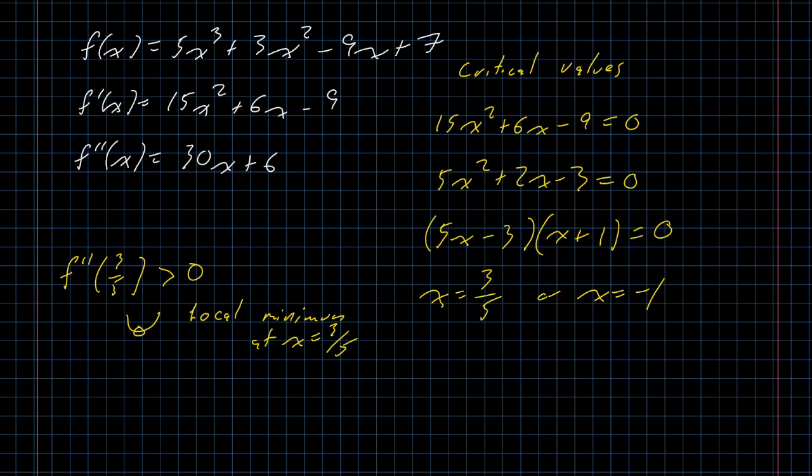Then trying with -1. F double prime of -1 is going to be -30 plus 6, -24. Again, the only thing that matters is that that's negative. It's less than 0. Less than 0 means concave down. Concave down means that our critical value has to be a local maximum.